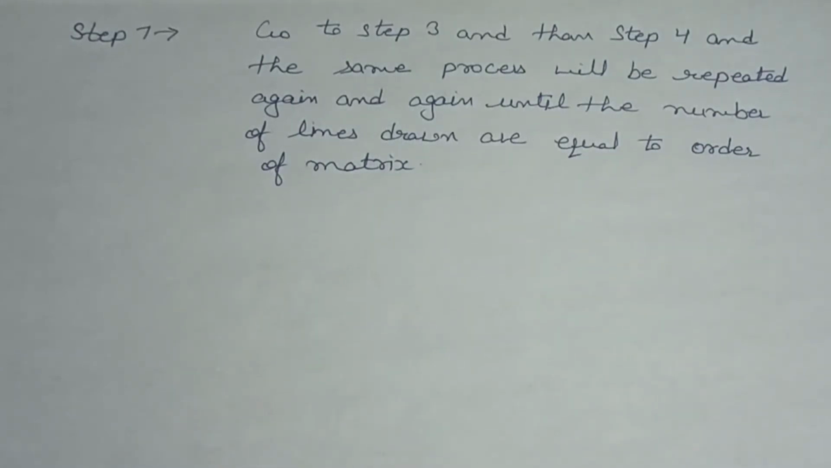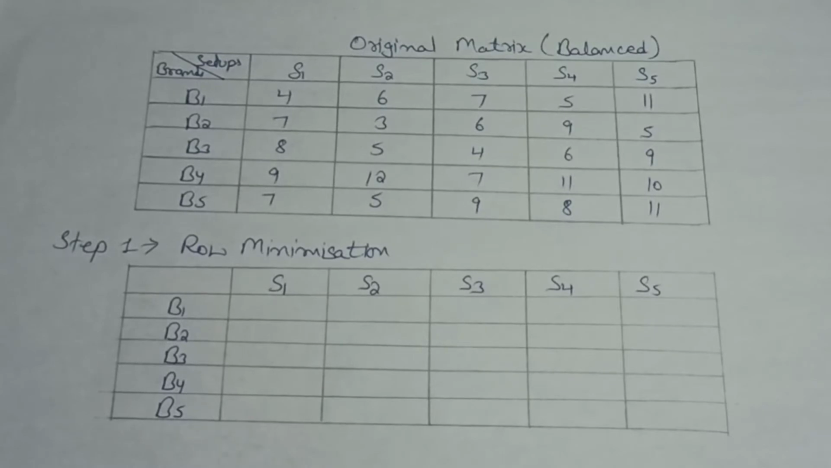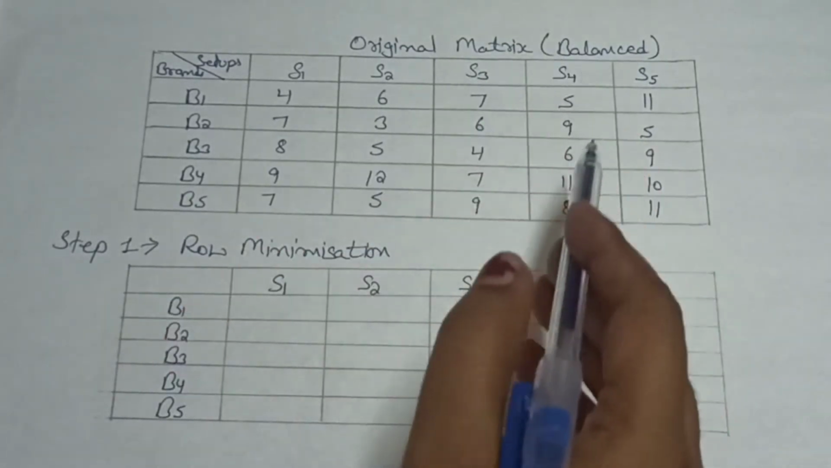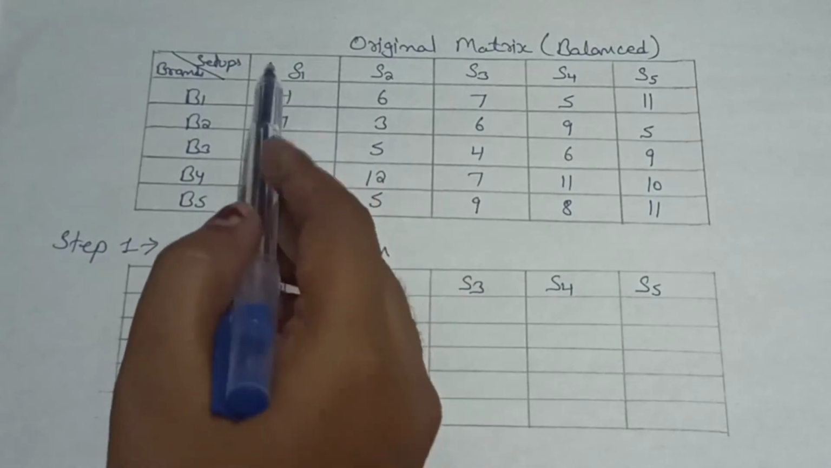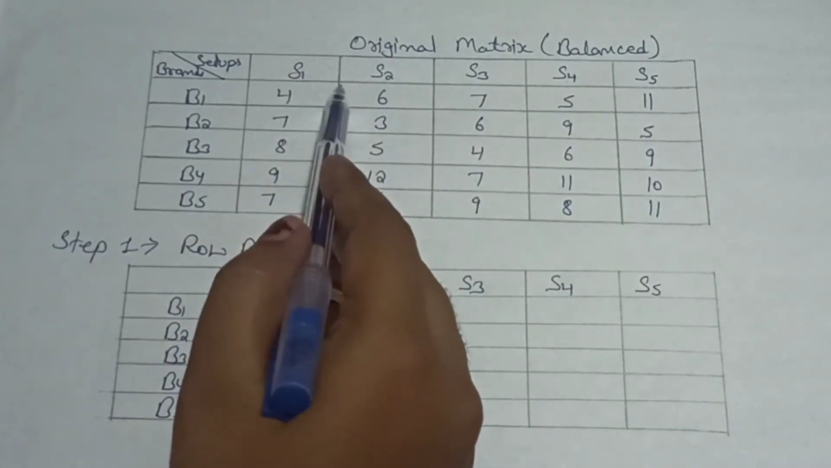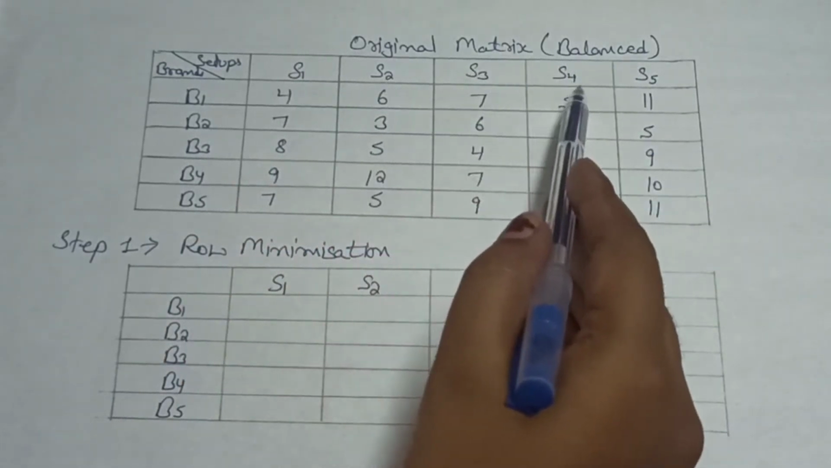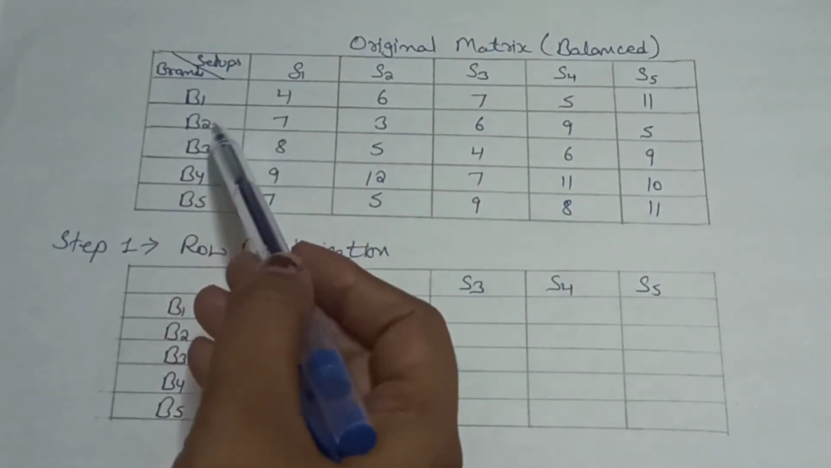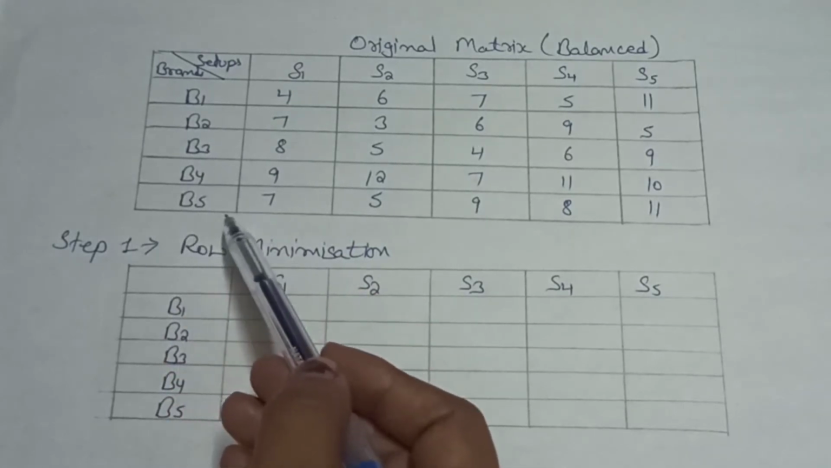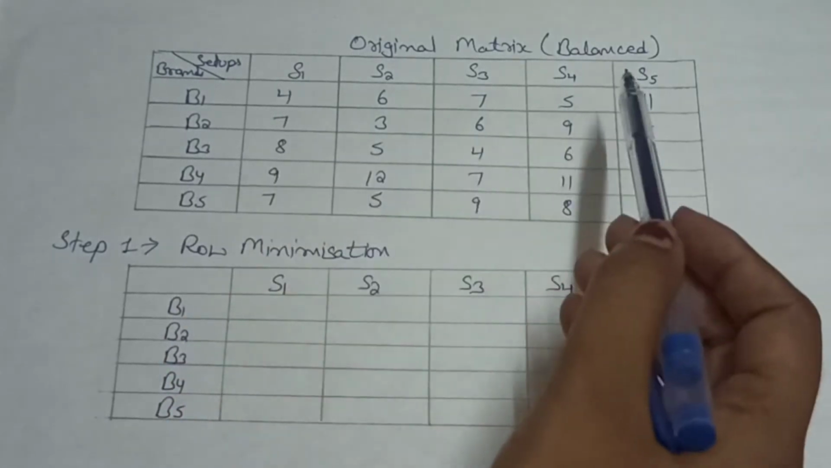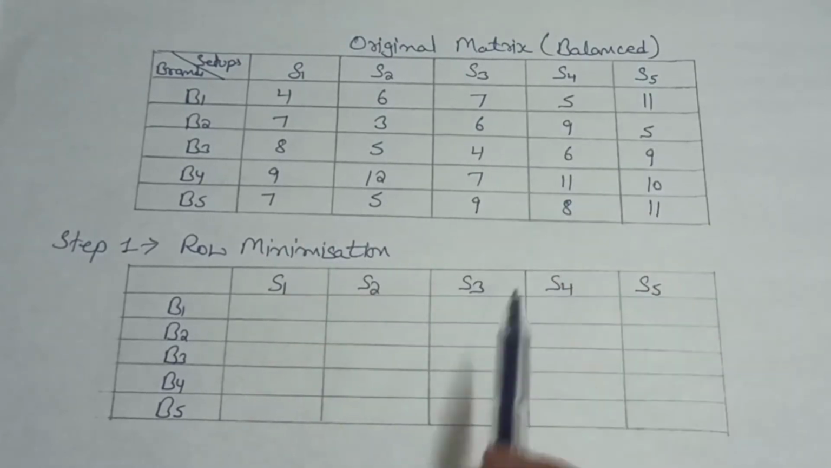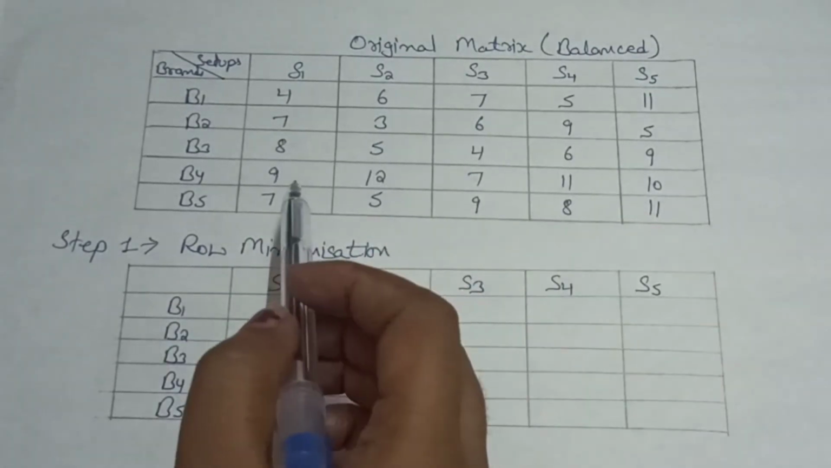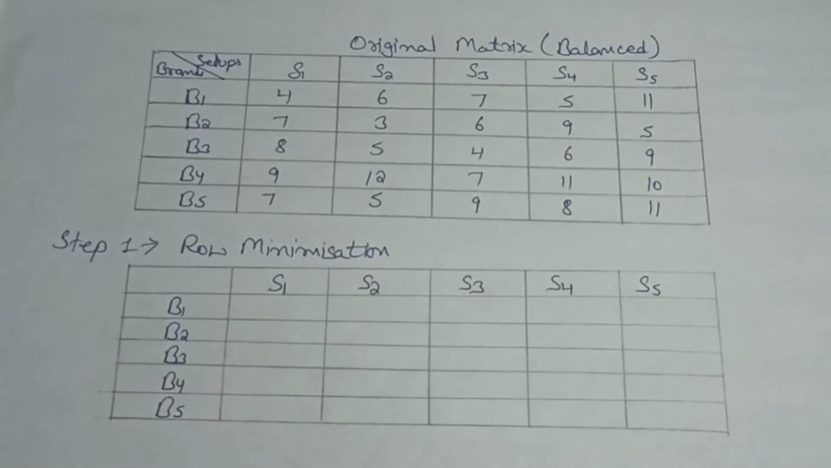So now students, I will tell you a practical example of this chapter so that you can understand it in a better way. So students, this is our original matrix. This is our assignment problem in which these are setups S1, S2, S3, S4 and S5, and these are brands: brand 1, brand 2, brand 3, brand 4 and brand 5. And these are costs, setup costs. We have to minimize these costs. So we will learn how to minimize this cost.